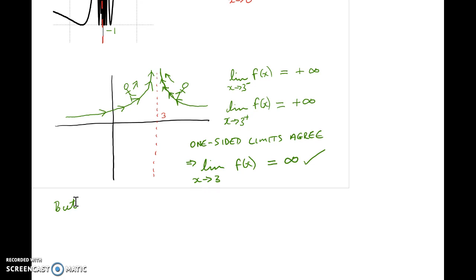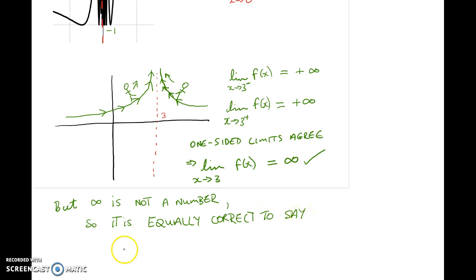Infinity, as you know, isn't a number, and therefore it can't be a height. So what we can say also is that infinity is not a number. Okay? So it is equally correct to say that in this case the limit of f of x as x approaches 3 does not exist. Since infinity is not a number, you can say that the limit does not exist.